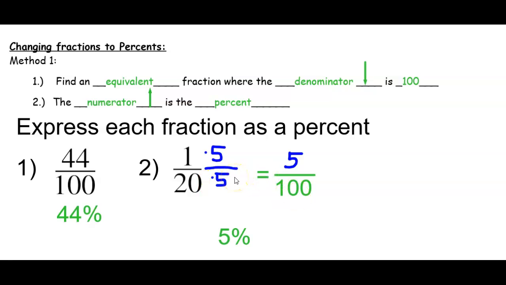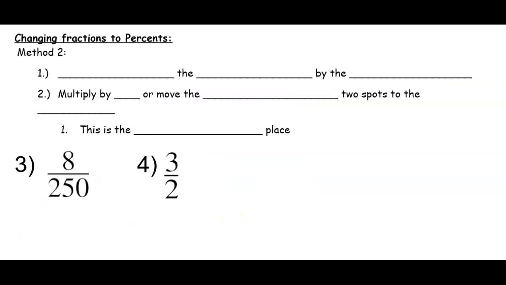But remember, anytime we change a fraction, if we change the denominator, the bottom, we have to change the numerator, the top. So since I multiplied by 5 on the bottom, I have to multiply by 5 on the top. That gives me 5 over 100. So therefore, this fraction is the same as 5%. Okay? Great. Now, let's look at another method.